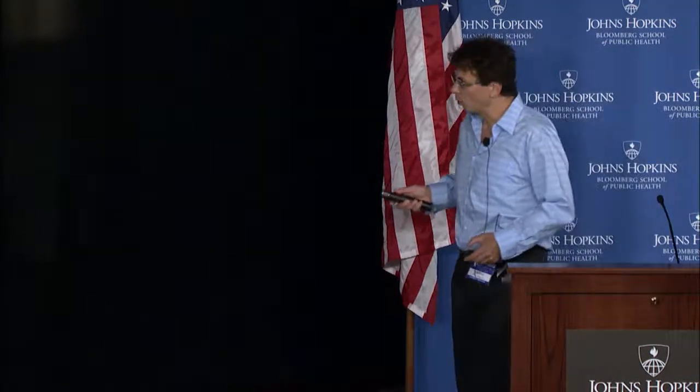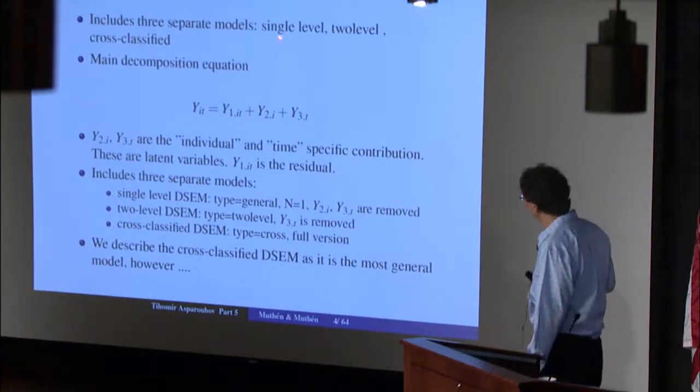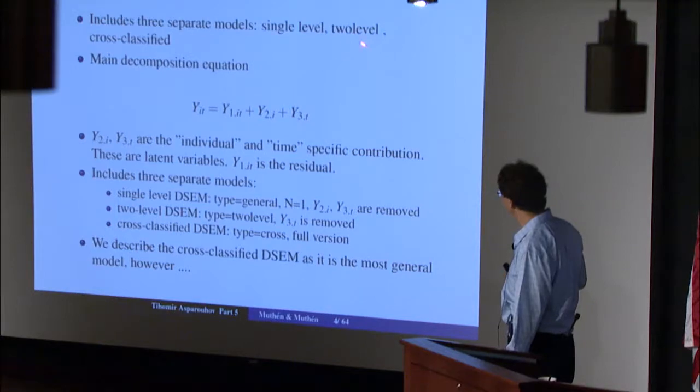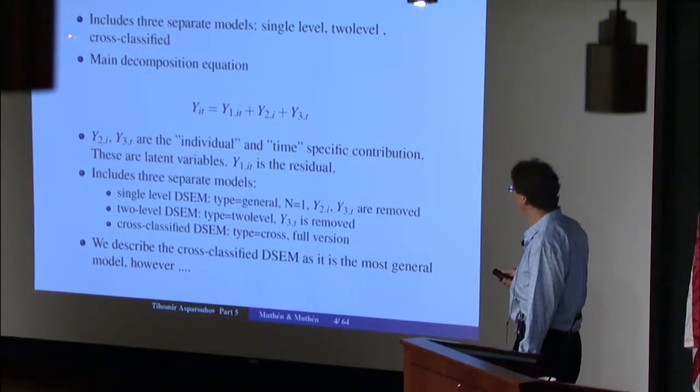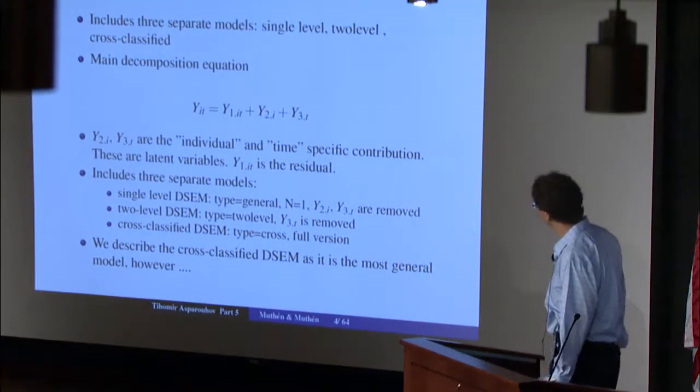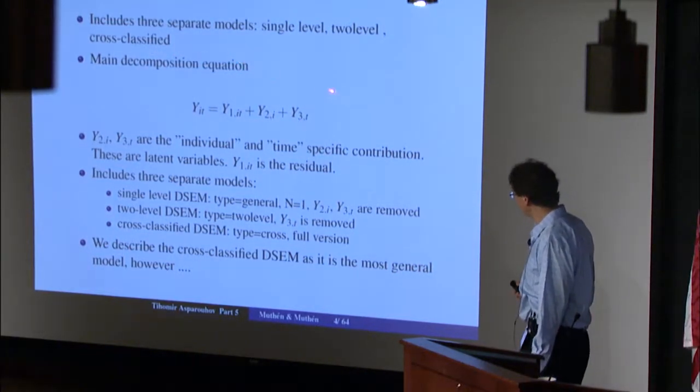The DSEM model, as you heard already, consists of actually 3 separate models: single-level model, 2-level model, and a cross-classified model. And in Mplus, you have to say type equals two-level to get the 2-level, type equals cross to get the cross-classified. We're going to talk about the cross-classified as being the most general model.